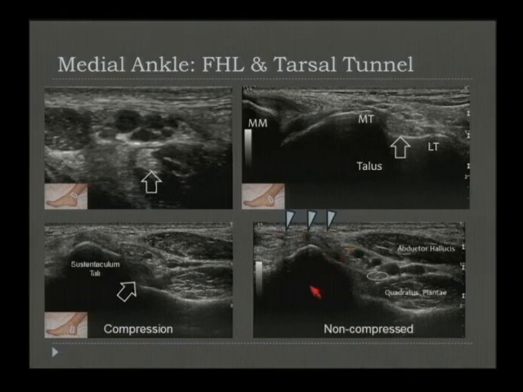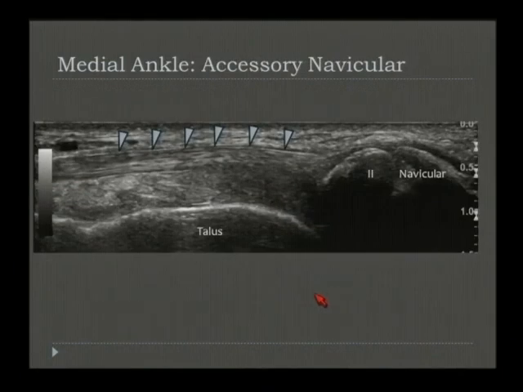We often get referred patients who have neuropathies to the tibial nerve. We're looking for masses within this area that could be exerting mass effect on the nerve, or potentially small nerve sheath tumors of the nerve within this region. This is the posterior tibial tendon.